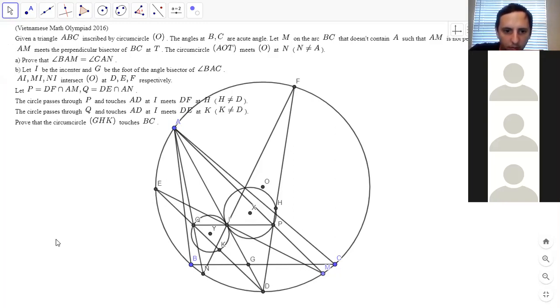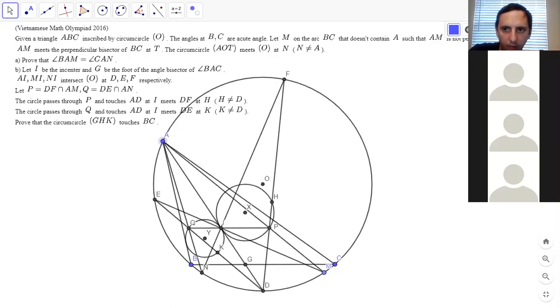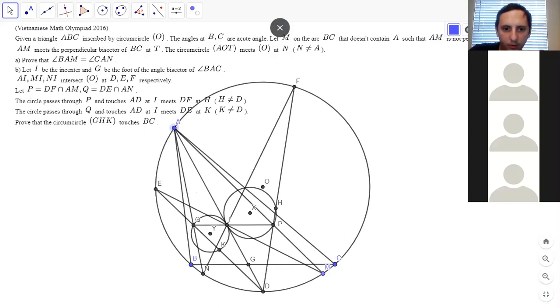All right. I feel like now that I hid some stuff, this problem's looking a little less scary. I don't think these concur, do they? Those three? No, it just looked like it. It was an illusion.